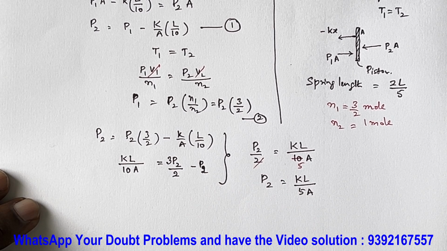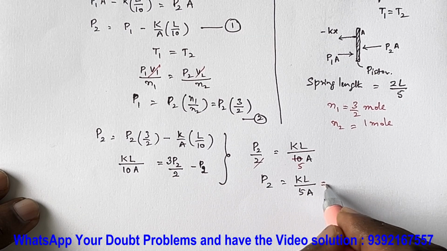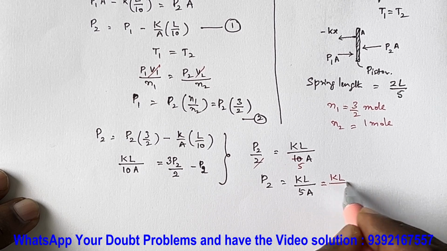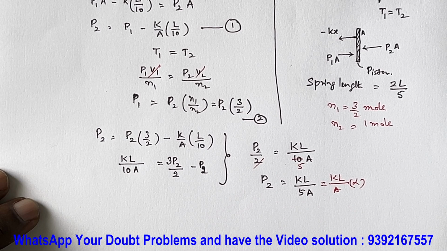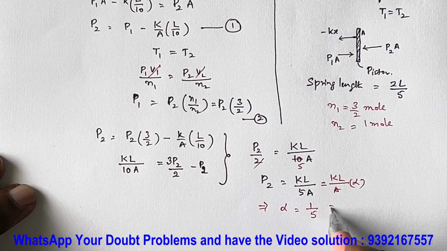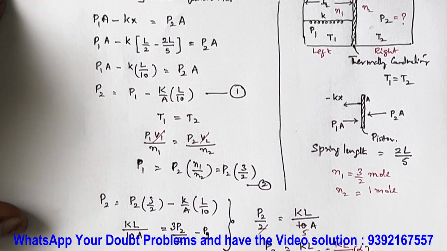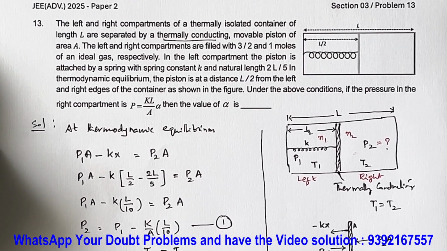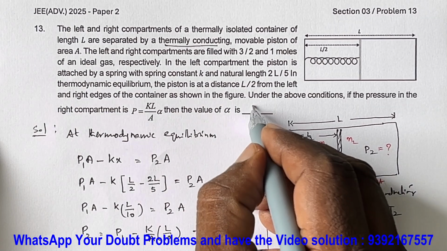In the problem they have given this value as KL/A into alpha. So from this we can write alpha is equal to 1/5, that is equal to 0.2. So this is our answer. So for question number 13, the answer is 0.2.